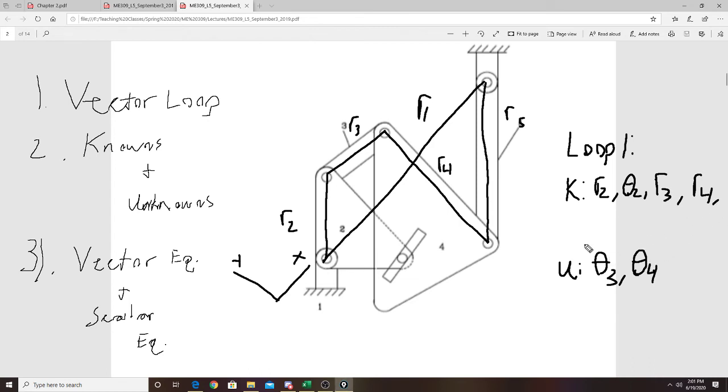So let's try the next one. What about R5? R5, I agree. What about Theta 5? Let me make sure this one actually has a Theta 5 in it. It might not. Oh yeah, it does. I was right. Okay. You'll know Theta 5 at all times? Are you sure?